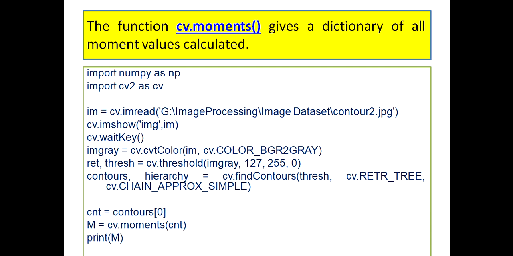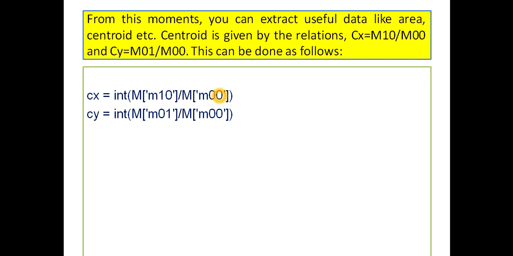So cv.moments(cnt), we calculate the moments with this function, moments of cnt. Then print m. You can find out the value of m through the print function. So in that way, we can calculate the moments. Now, after calculating the moments, we can find out what?